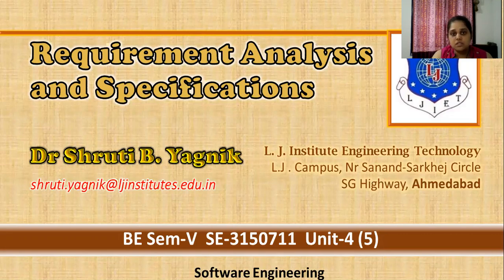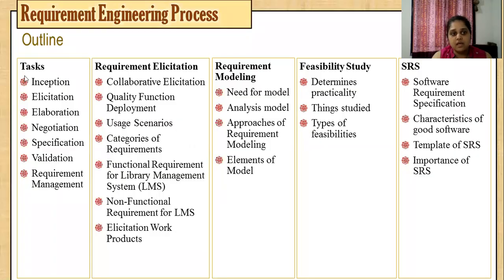In this unit, till now, we have seen requirement engineering process tasks, which were these 7. We then elaborated the elicitation phase in the requirement elicitation block, and we studied these things. Next, we went to the elaboration phase. In the elaboration phase, we studied about requirement modeling, where we are elaborating the requirements in form of drawing models or pictorial representations. We have seen a need for the model.